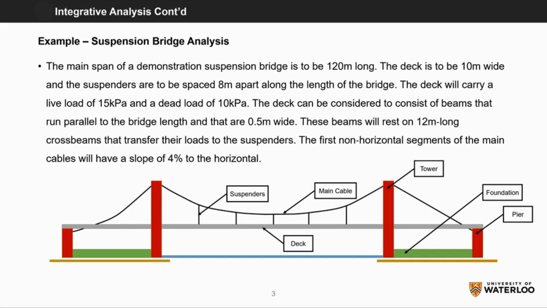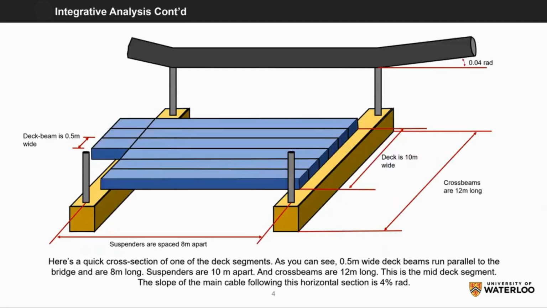The first non-horizontal segments of the main cables will have a slope of 4% to the horizontal. Here's a quick cross-section of one of the deck segments. As you can see, 0.5-meter wide deck beams run parallel to the bridge and are 8 meters long. Suspenders are 10 meters apart, and cross beams are 12 meters long. This is the mid-deck segment. The slope of the main cable following the horizontal segment is 4% radians.